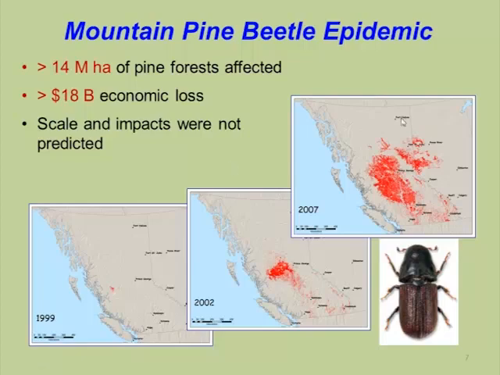This has happened in British Columbia, and this is the very small spot in 1999. This is what I have in 2007. I mean, 6 or 7 years is really not much, but this quickly happened, and they destroyed about 14 million hectares of pine forest. This is the BC part, and it caused a very, very big sum of economic loss. And the scale and impact of mountain pine beetle was not predicted ever before.